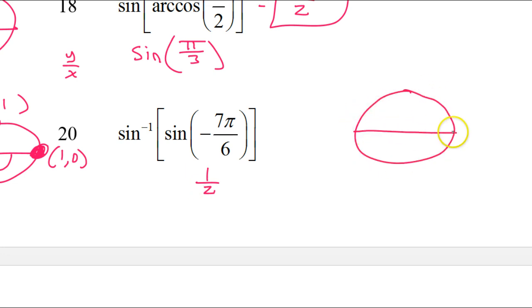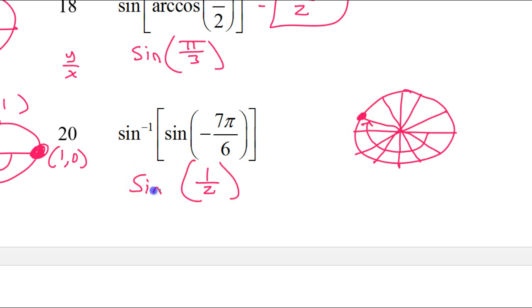Okay, a diagram of pi over 6s. Okay, negative 7 pi over 6. All right, so this is negative 6, 7. That's negative 7 pi over 6. It's right here. Sine is positive in this quadrant because it's a y value. So now I have the inverse sine of 1/2.